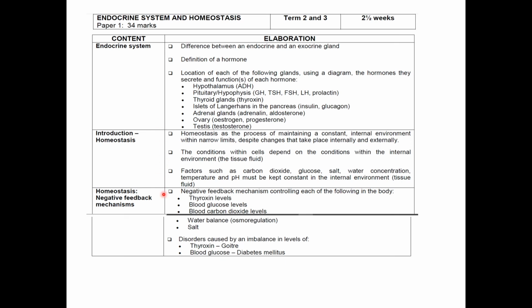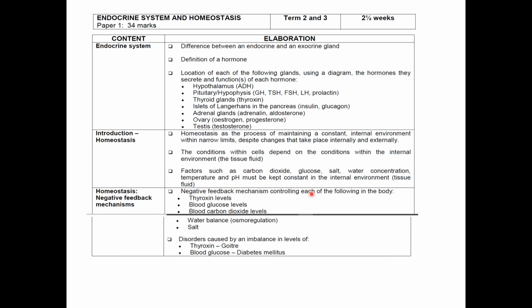Now, let's look at homeostasis. There is the definition of homeostasis. This is where I will learn the definition. Process of maintaining a constant internal environment within narrow limits despite changes that take place internally or externally. You must know the conditions within the cells depend on the conditions in the tissue fluid. What factors must be controlled in the tissue fluid? Carbon dioxide, glucose, salt, water concentration, temperature, pH must be kept constant in the tissue fluid.